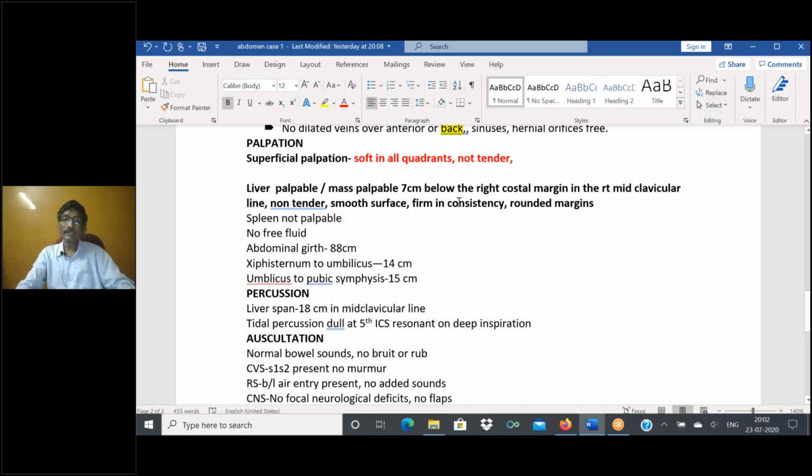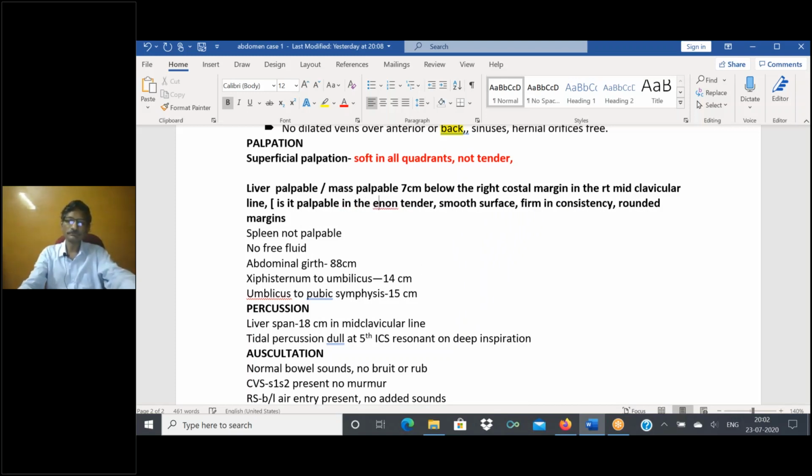Now, if you can get additional landmarks, please include them. Is it palpable in the epigastrium? If it is palpable, you have to give a better description. Then, is it palpable in the anterior axillary line? You understand? Landmarks should be very clearly given.